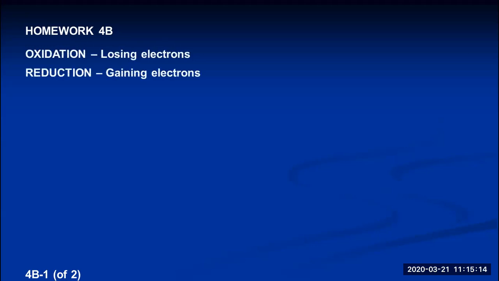These are the answers to homework 4B. First, the definitions you need to know. Now let's go to the questions. Number 1, write a balanced chemical equation for each of the following, each of which results in a reaction occurring. Indicate the phases of each reactant and product.